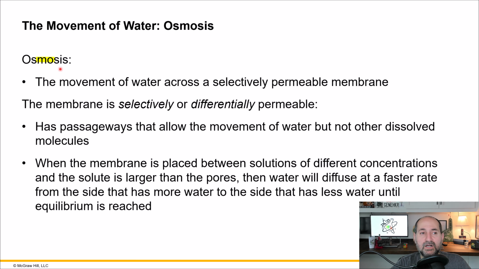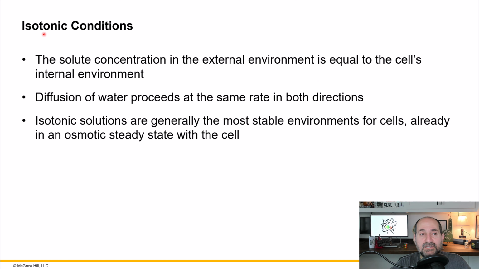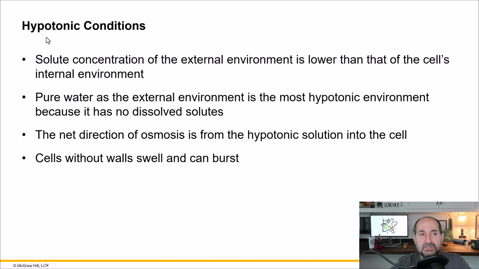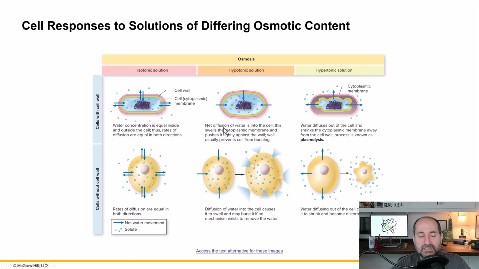Do you guys remember osmosis is the diffusion of water across a selectively permeable membrane? You should know how osmosis works. So water moves from where water is more pure to where water is less pure. So for example, into the bag. Remember tonicity? Isotonic conditions, hypotonic conditions, hypertonic conditions. We need to remember this. Okay, so this is an important thing for the exam.